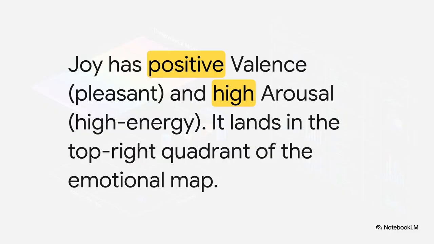Let's take joy. Well, it's a very pleasant feeling, right? So it gets a high positive score on the valence axis. And it's also a very high energy feeling, which means it gets a high score for arousal. And boom, that puts it squarely in the top right quadrant. Just like that, the feeling of joy now has a specific mathematical address.